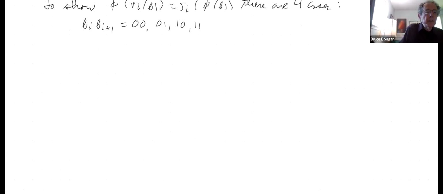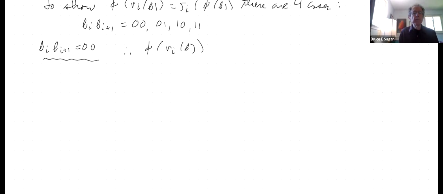So let's do the case where bi, bi plus 1 is 0, 0. Okay, well, let's first of all look at phi of Ri of B. So remember, Ri is switching the ith and i plus first bits. What's that going to do to this bit string? Nothing, right? The two bits are zeros. If you swap them, they're still zeros. This is just phi of B, right? Switching those bits doesn't do anything, yeah?